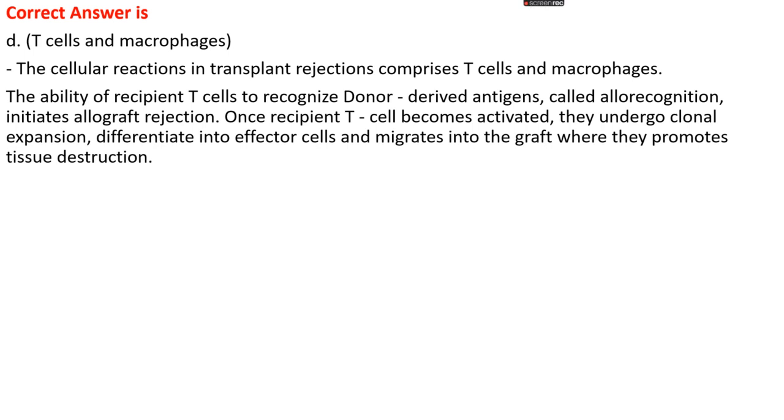The cellular reactions in transplant rejection comprise T cells and macrophages. The ability of the recipient's T cells to recognize donor-derived antigens, called allorecognition, initiates allograft rejection. Once the recipient's T cells become activated, they undergo clonal expansion, differentiate into effector cells, and migrate into the graft, where they promote tissue destruction.